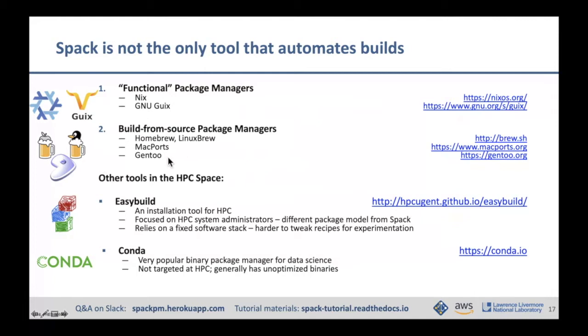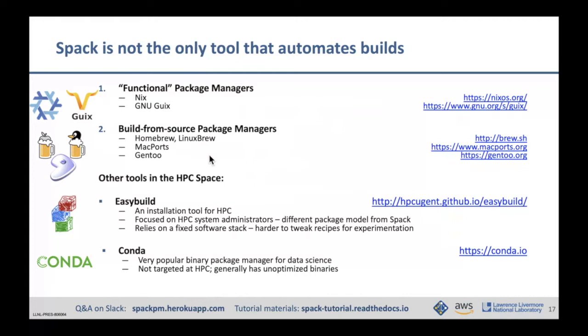There are build-from-source package managers. Gentoo's been around for a long time. Homebrew, Linuxbrew, and MacPorts are all popular on Macs. You can think of Spack as a similar system to these, except that instead of managing a single prefix where you're installing into /usr/local for everything, or into /usr, you're installing everything into its own prefix, and you can have as many versions of different packages as you want, as opposed to these systems where you're trying to install one version of each.